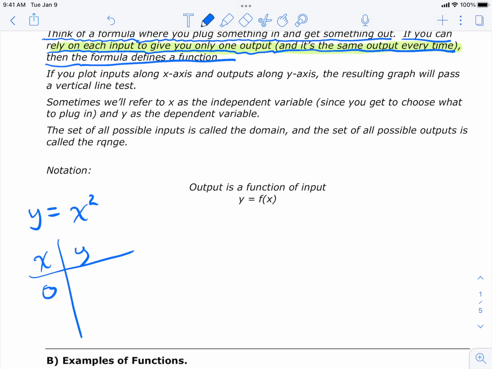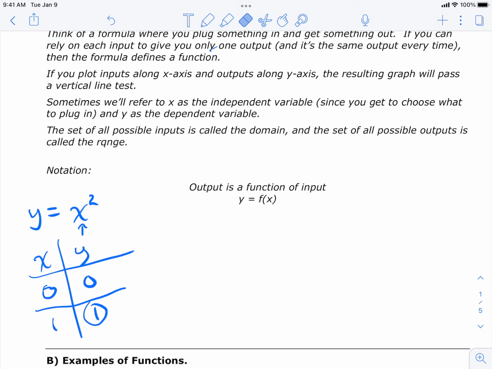The output, when I plug in x equals 0, is y equals 0. That's the only output I get. And it's going to be the same if I do it again tomorrow, right? If I plug in like a 1 and I square it, I get y equals 1. I only get 1. That's part of what we need. Gives you only one output. And if I do it again tomorrow, I get the same value. It's the same output every time. Okay, so these are the key features for that formula there to count as a function, or to be describing a function.